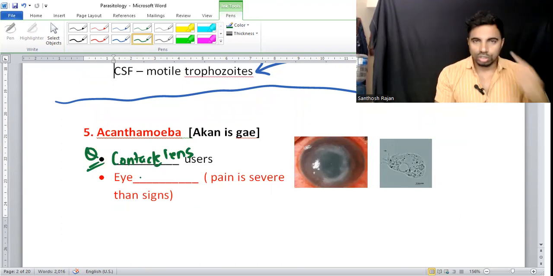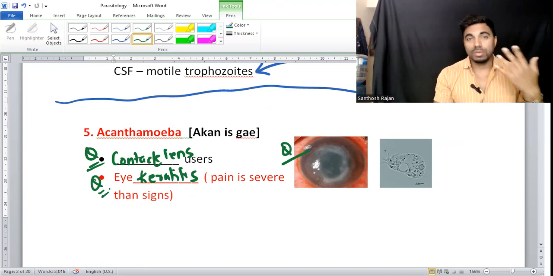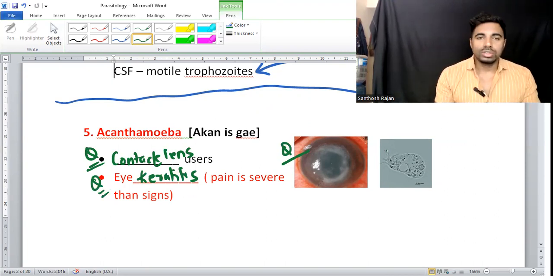Because of contact lens wearing, you get keratitis. Severe pain. The pain will be very, very severe, much more compared to the symptoms. When the pain is more, it is keratitis. Eye keratitis is caused by Acanthamoeba. The trophozoite looks like this.